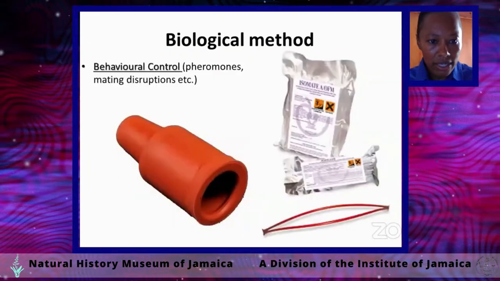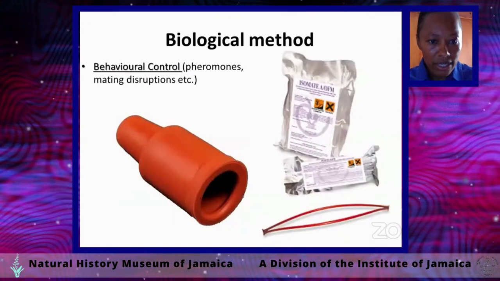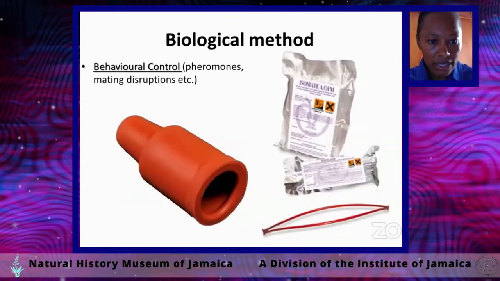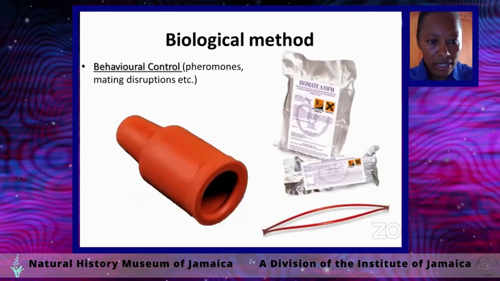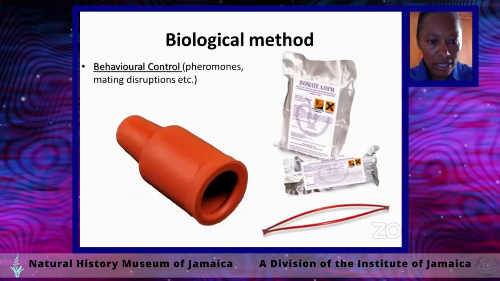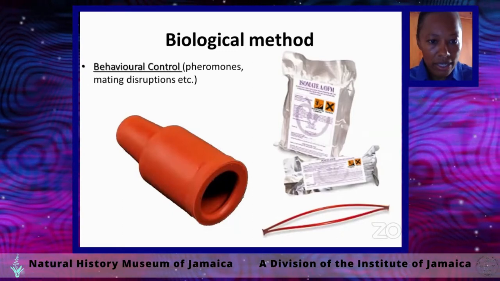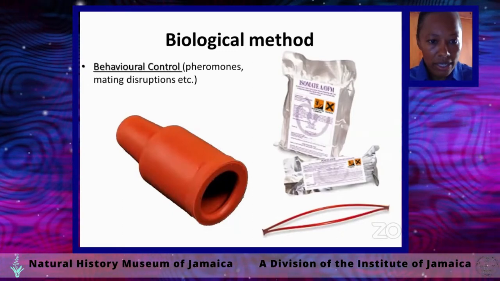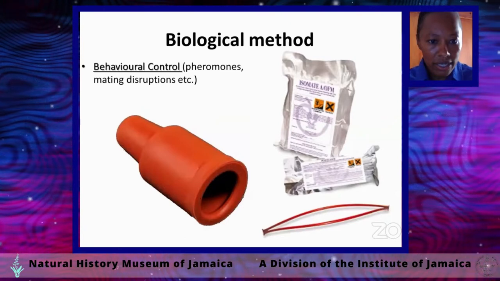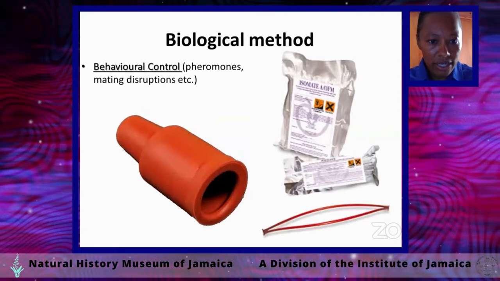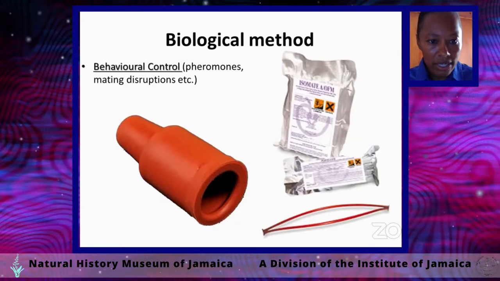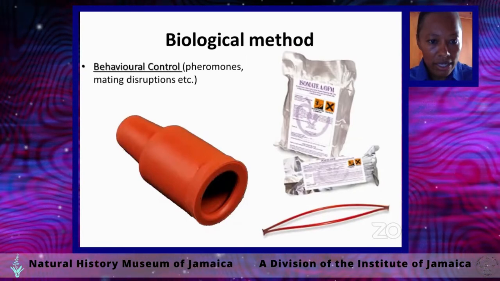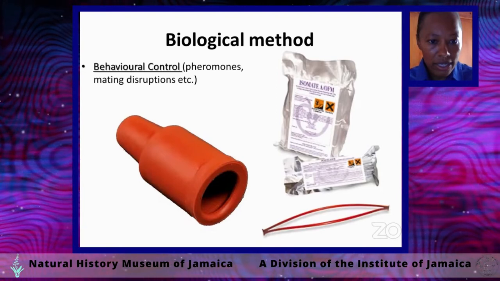All right, in terms of behavioral control, as mentioned before, we use pheromones, and it is actually a biological control method targeting the mating activity of the pest. This is what we do for beet armyworm. The pheromone, as I said, is a sex attractant that attracts the opposite sex. In this case, we use the female scent to attract the males to the trap, then we kill them, right?